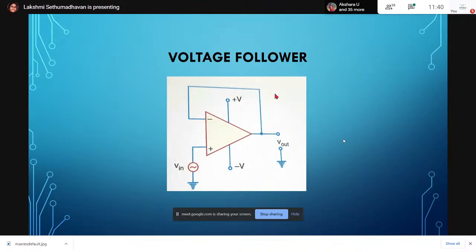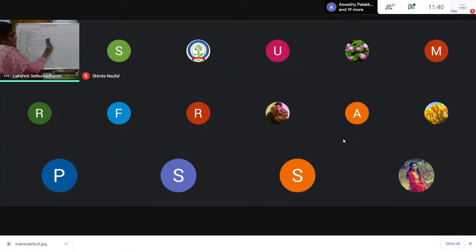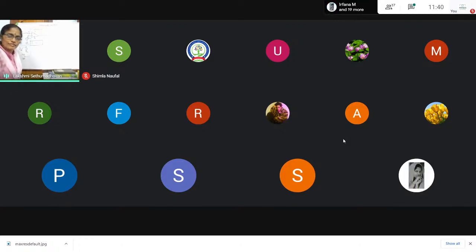So can you give me feedback? Should I go for it or not? Ifana, can I have feedback? Should I go for the derivation of integrator, differentiator, summer circuit, and so on?